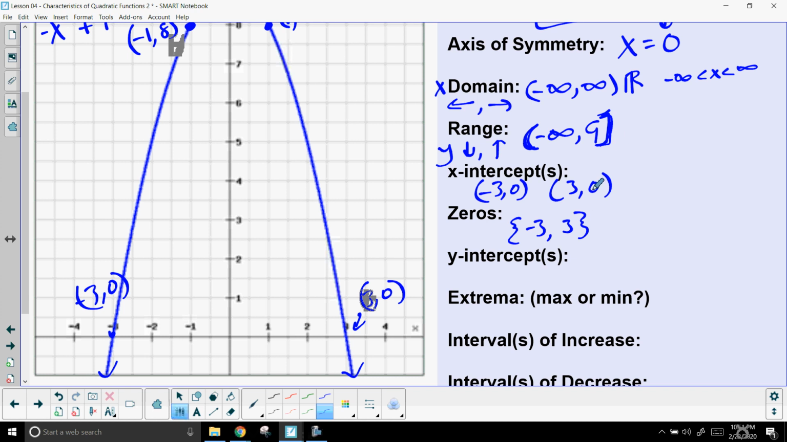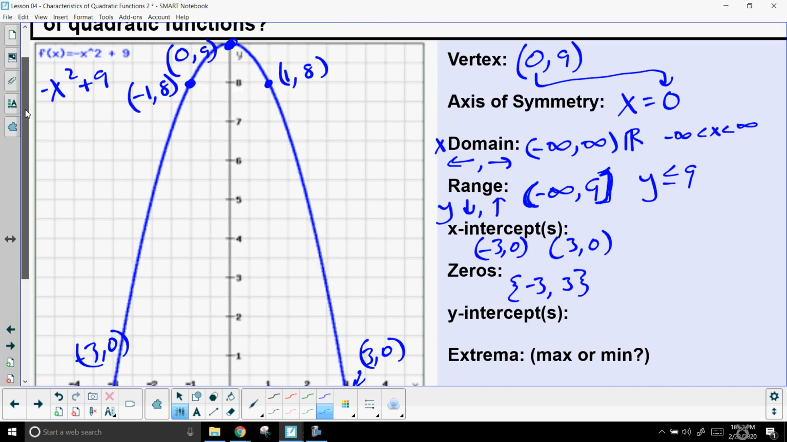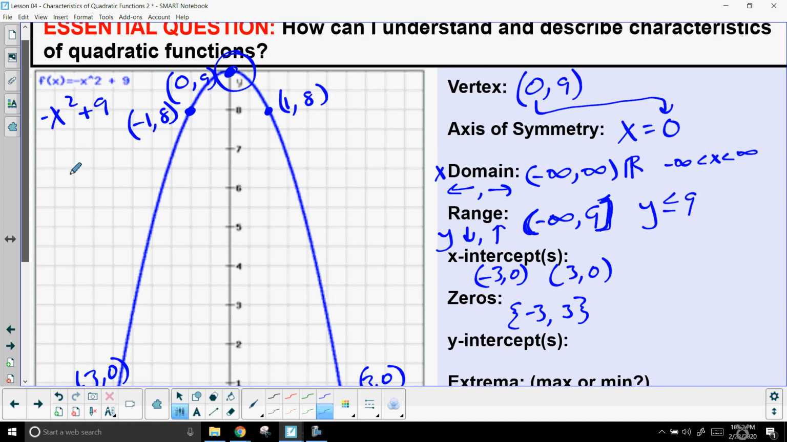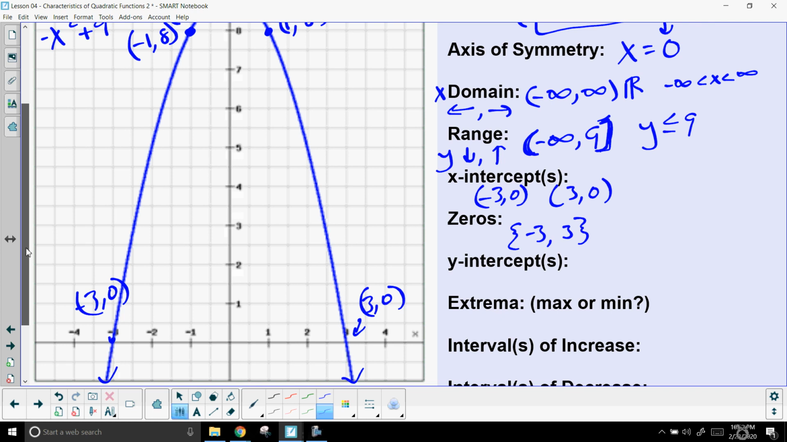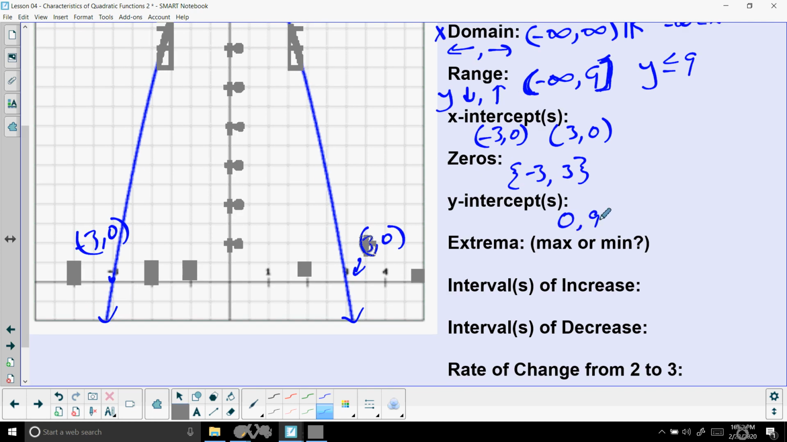Oh, in fact, range, I need to go back up here. We want 9, but we want everything less than 9, but it can equal 9, and that's how you do that as an inequality. But back here, y-intercept, it's going to be (0, 9). It crosses the y-axis right up there. This has a max because it looks like a mountain. It's going to be at the vertex.